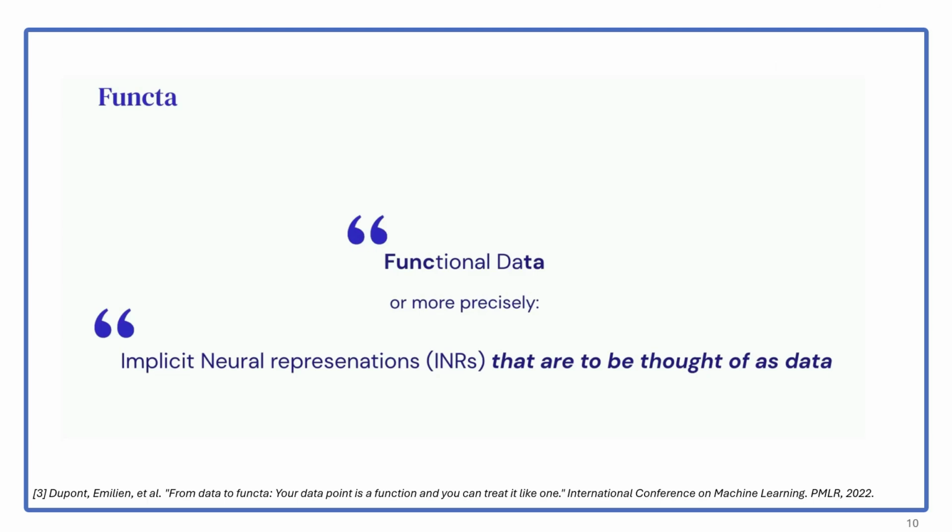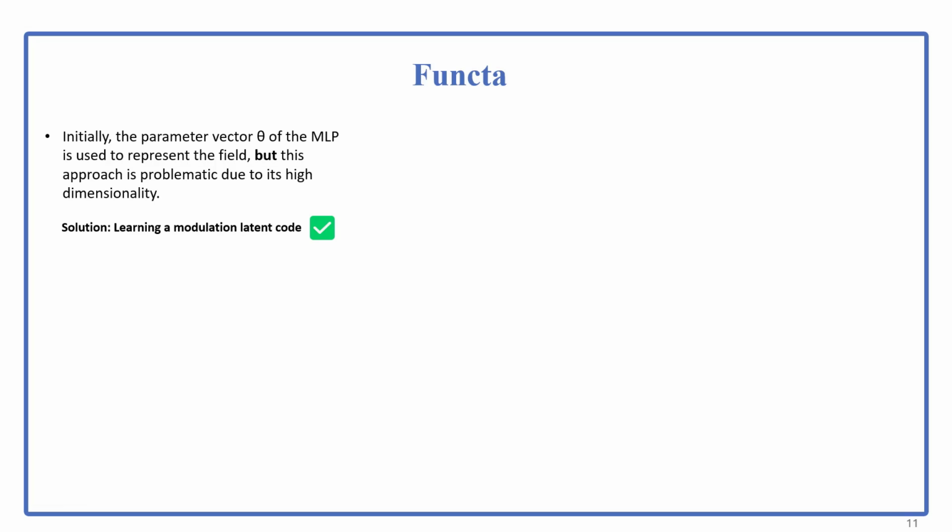Functa is functional data, or more precisely, implicit neural representations that are to be thought of as data. What does that mean? Imagine, as I said, you have 1000 data points. You want to train 1000 implicit neural representations. So for each data point, you have one MLP function. After that, you have 1000 MLPs, and you can use the weights to do a downstream task. For example, you can use those weights for a generation task, like hyperdiffusion, or for a classification task, whatever the downstream task is.